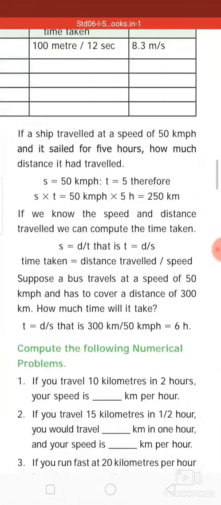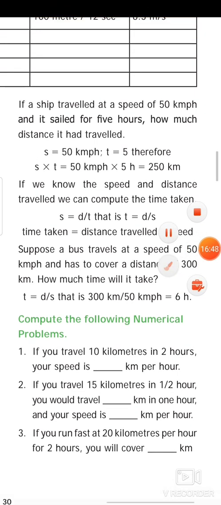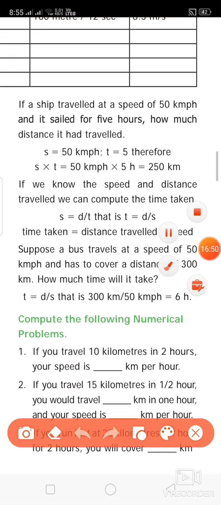Likewise, you can easily calculate the time also. If you know S, if you know d, but you don't know t.